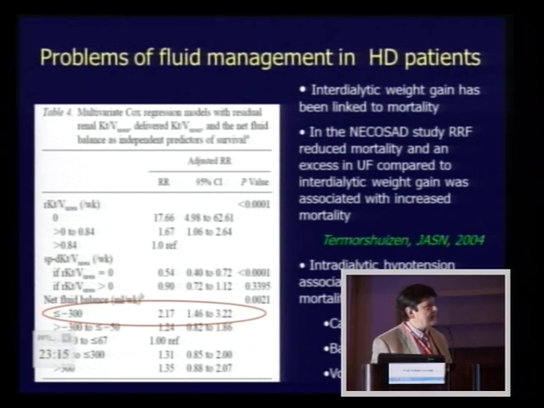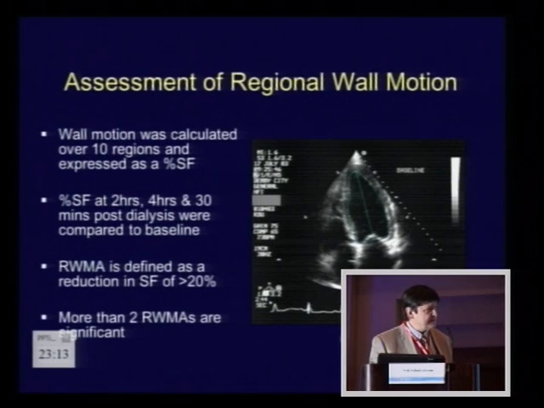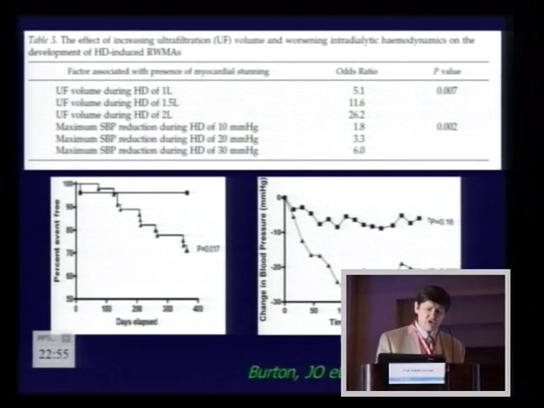And there are a number of possible explanations for that, and some of you may be aware of the work that Chris McIntyre, who's working in the UK, has been doing on this, looking at the effect of high ultrafiltration rates on cardiac stunning during the course of a dialysis treatment. He measures cardiac wall motion and has associated that with a high ultrafiltration rate. So you actually get temporary cardiac dysfunction during high ultrafiltration rates, which in itself is a very strong predictor of survival over the next year or year and a half.